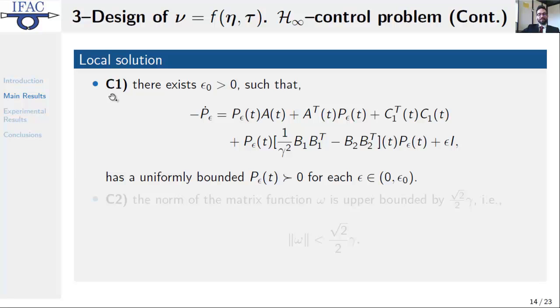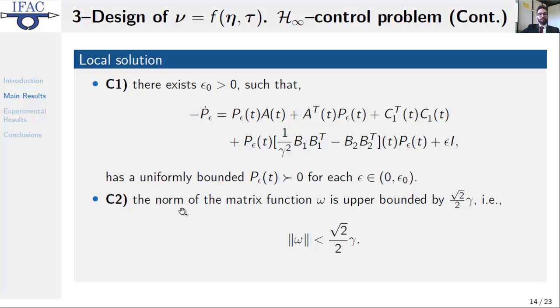Conditions must be satisfied in order for this local solution to be found. Let's start with the first condition, C1. There exists epsilon 0 greater than 0 such that this differential Riccati equation has a uniformly bounded, positive definite solution P epsilon for each epsilon contained in this interval. The second condition: the norm of the matrix function W is upper bounded by this quantity, which means that this inequality must be fulfilled.